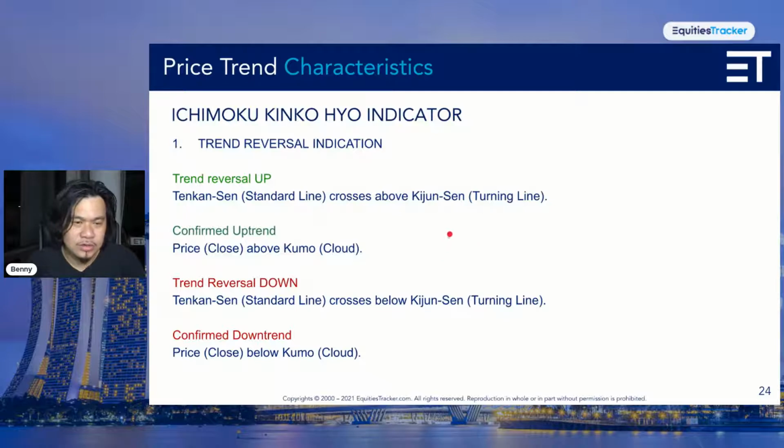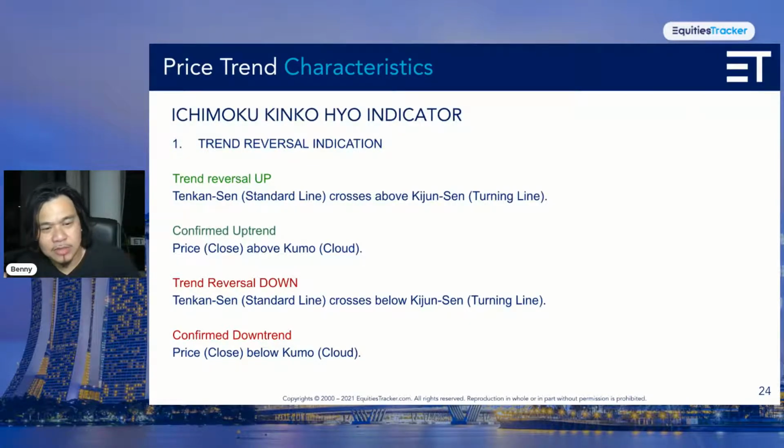So how do we use this indicator? Like any trend indicator, if the standard line is above the turning line, remember, the standard line is a short-term average and the turning line is a longer-term average, so it's like price against average. If the short-term average is above the long-term average, we have an uptrend. So when the standard line crosses above the turning line, it means that the price is reversing upwards.